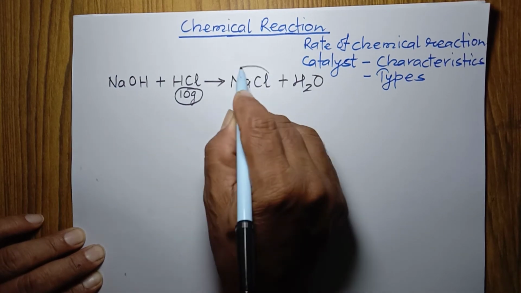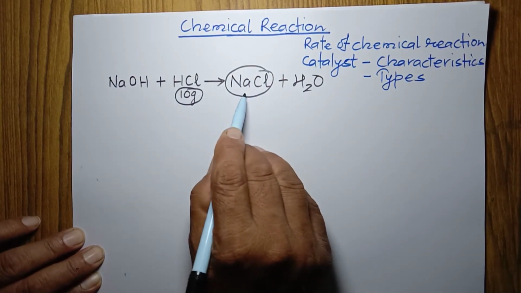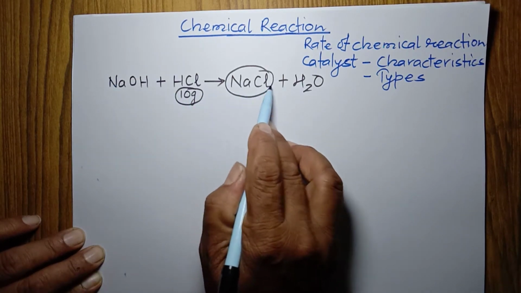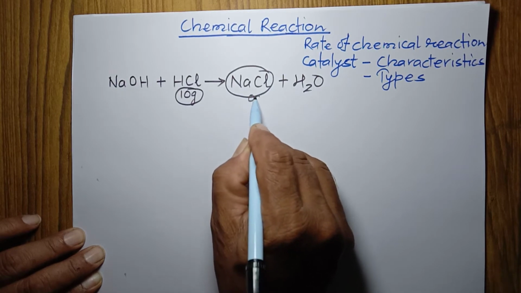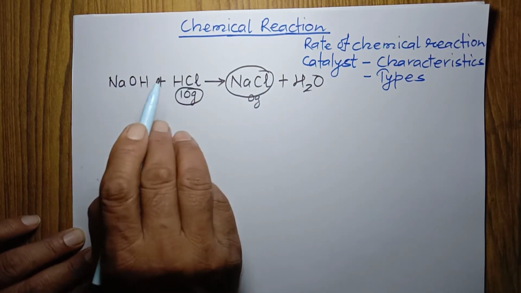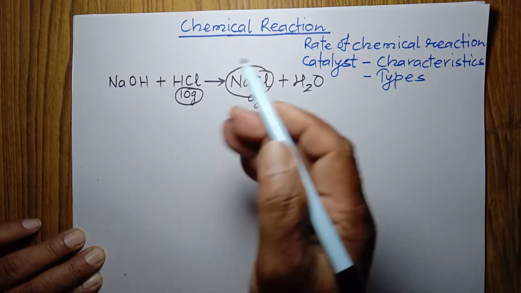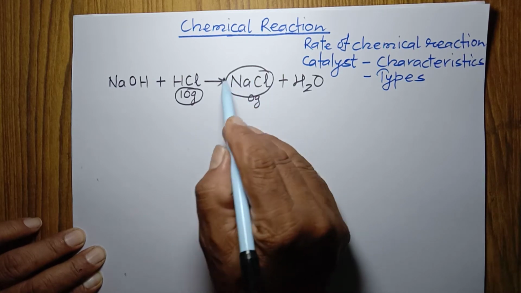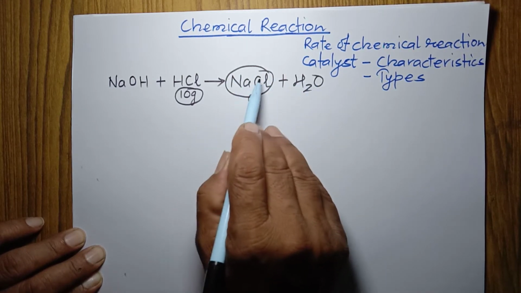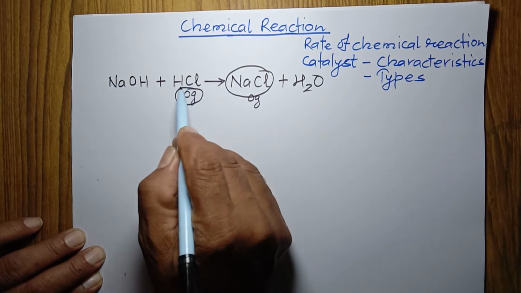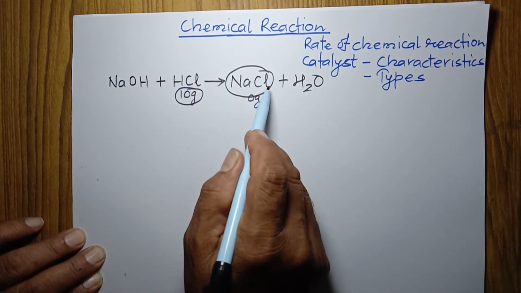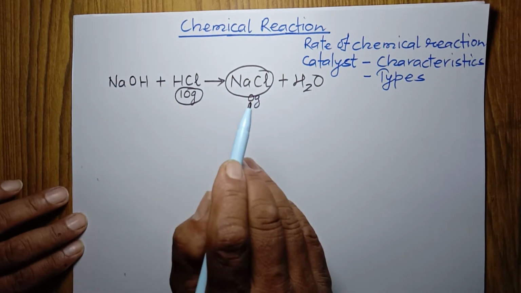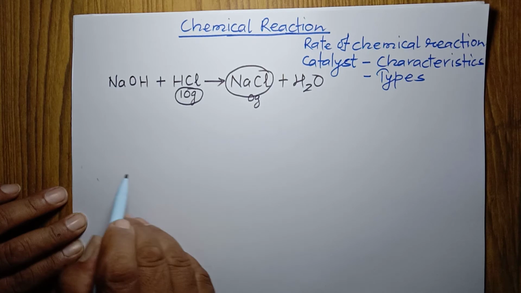Or we can take a product also. One of the products, let's say sodium chloride. First, when the reaction had not started, the amount of sodium chloride was 0 gram. When the reaction starts, sodium chloride is produced: 0.1 gram, 0.2 gram, 1 gram, 2 gram. This way its amount goes on increasing, meaning its concentration goes on increasing. That's why we can take either one of the reactants or one of the products, and define the rate as the change of concentration of a reactant or product per unit time.